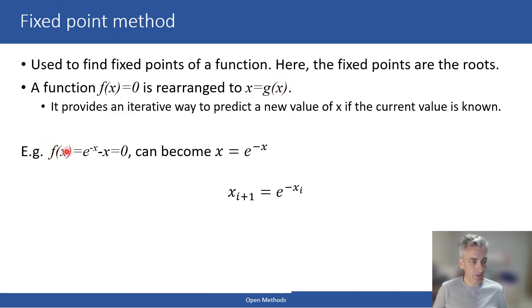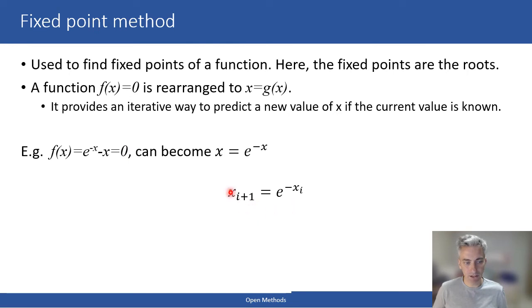So let me give you an example. Let's say we have the function e to the minus x, and we want to find the roots, so at the roots this will be equal to 0. We can rearrange this to the form x is a function of itself. x equals e to the minus x, just by rearranging this equation at the root.